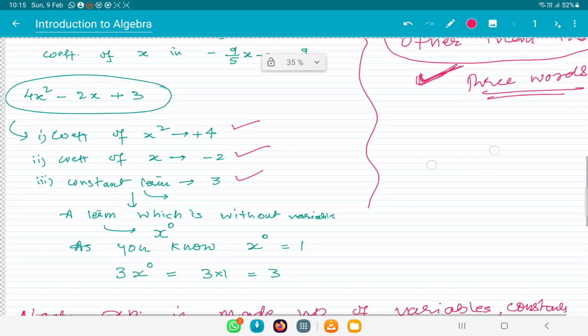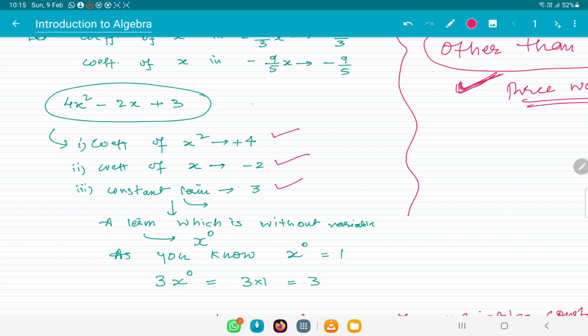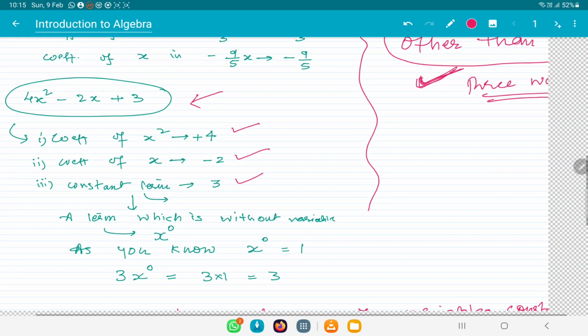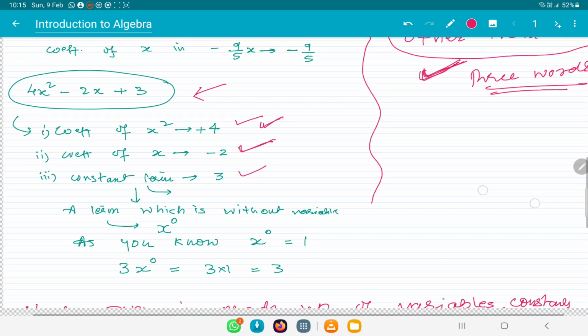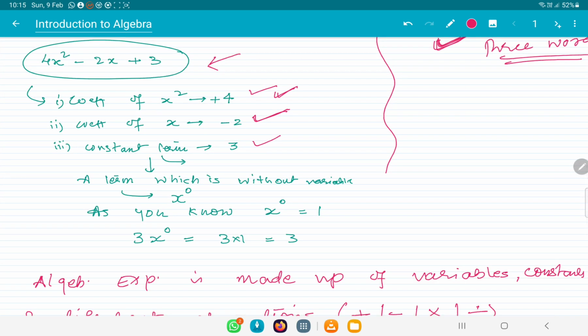Now if it comes as a full algebraic expression, 4x square minus 2x plus 3, what is the coefficient of x square? It is plus 4. What is the coefficient of x? It is minus 2. And what is the constant term? The constant term is 3.